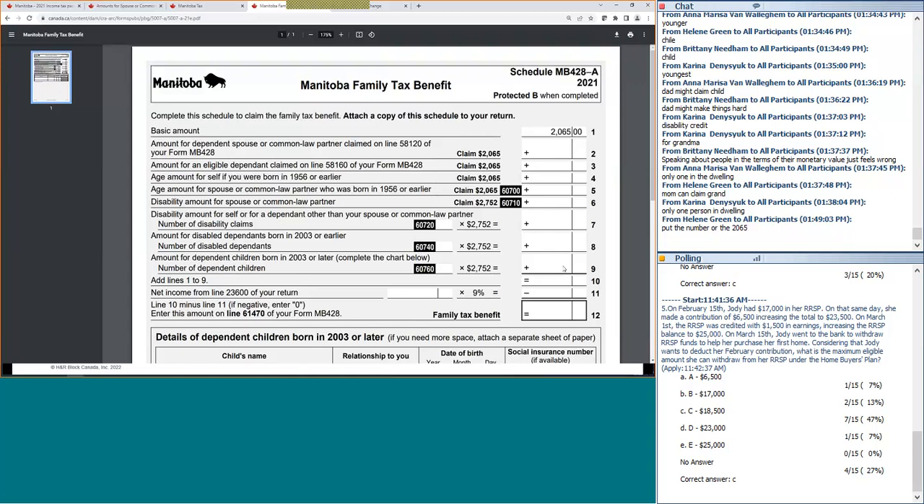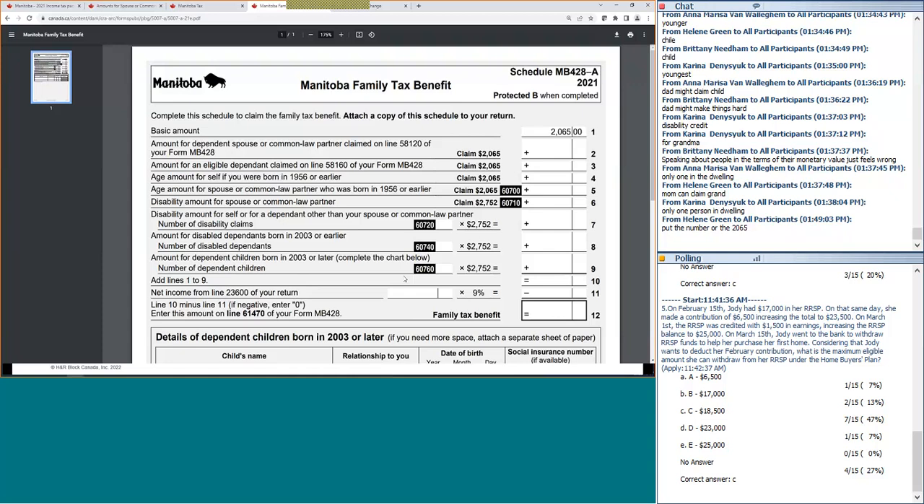Okay. But you can't claim a child twice. So if you have one child and they're a dependent, you're going to put 2065. You're not going to have a second amount for them. So that's important. And again, two spouses can claim it, but you can't each claim the same child. So pick who is going to claim who. Normally that's not an issue.